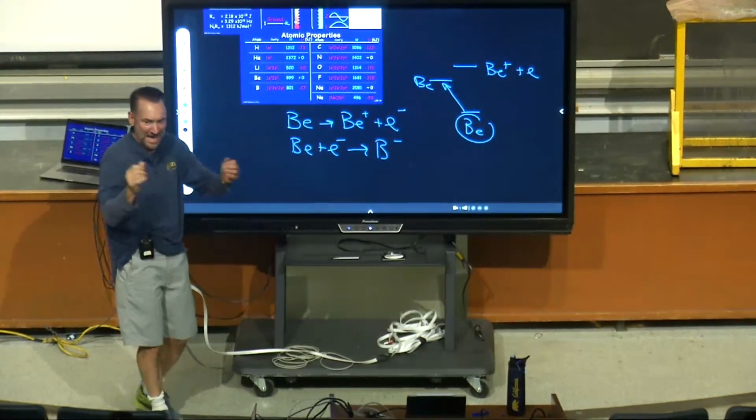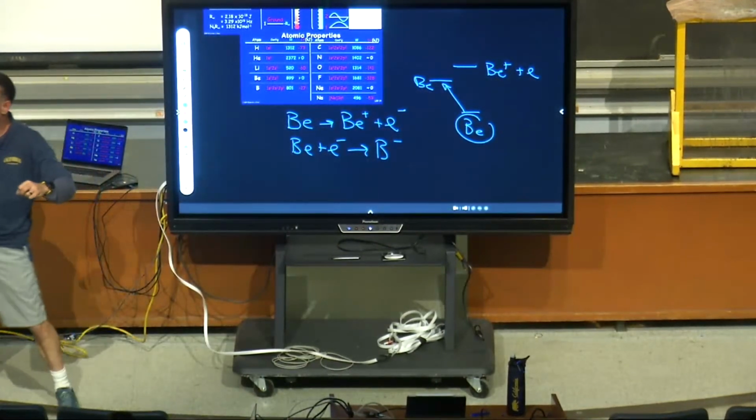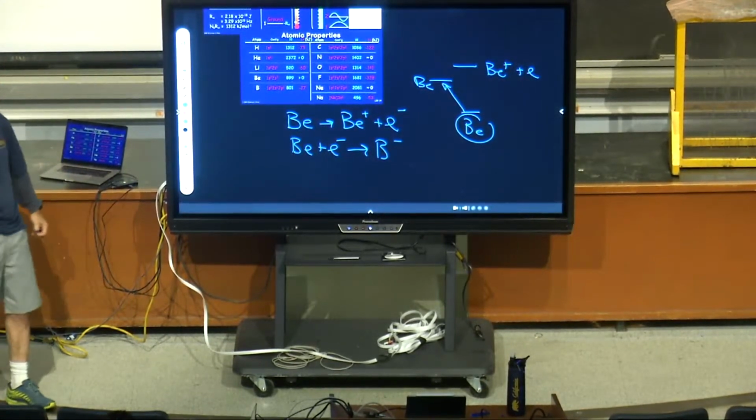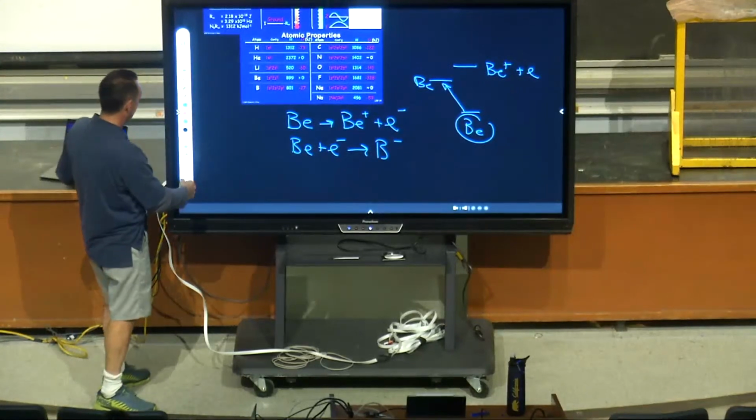I hate that magical closed shell. It's closed, magically stable. Well, what? Stable? I hate that word.